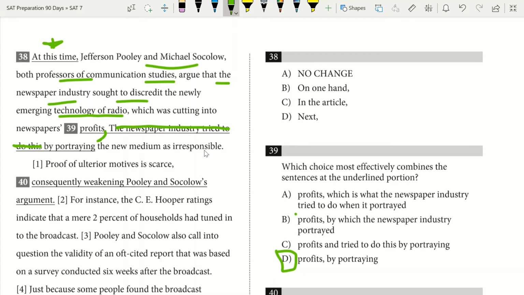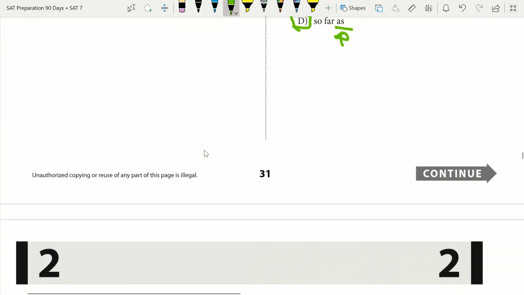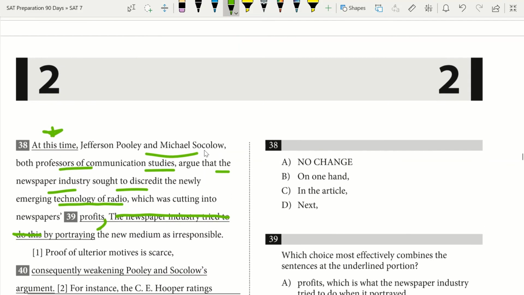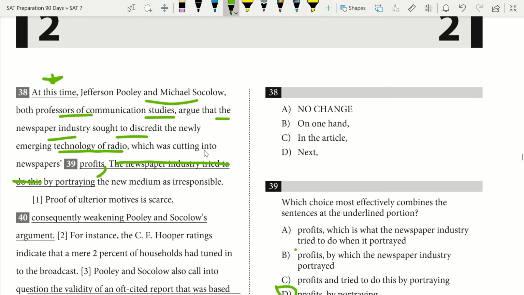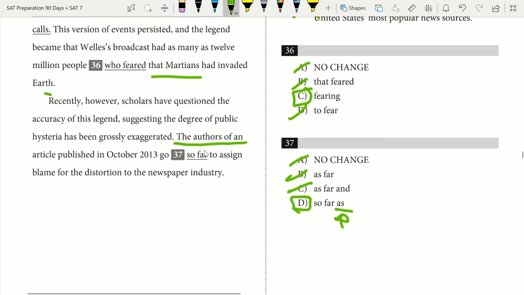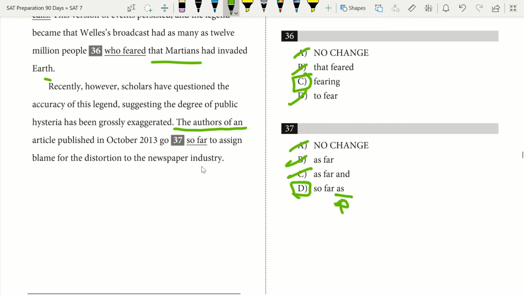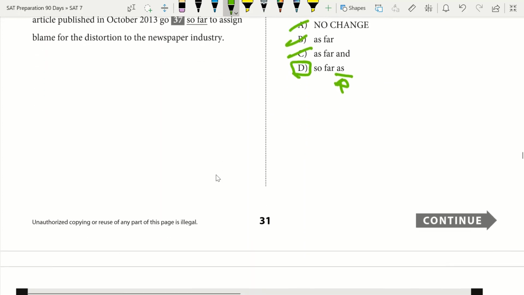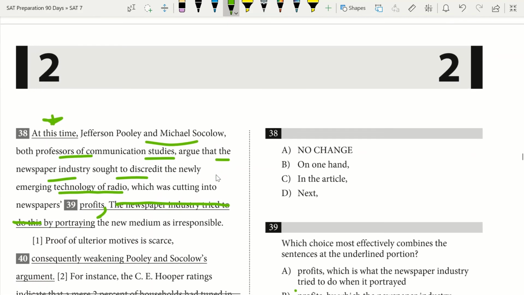All right, now moving back up, we've got to answer still 38. So for 38, we've got a transition in between the two. We have "in the article," "next," "on one hand," or "at this time." Okay, so before that sentence, we were talking about how the authors of an article published in October 2013 talk about assigning blame in the article. Then is what we talk about, right? They make their argument in that article, so our best transition there would be C for number 38.